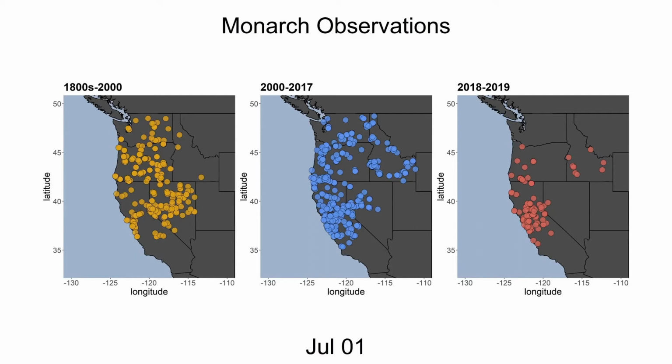Now, if you look at this map, you'll probably notice that there is another difference. Not only are the points in 2018 and 2019 much closer to the coast and they aren't really going up into Washington, but there are also just a lot fewer of them. And so rather than just eyeballing this, we really need a quantifiable metric, something that is robust to differences in sample size.